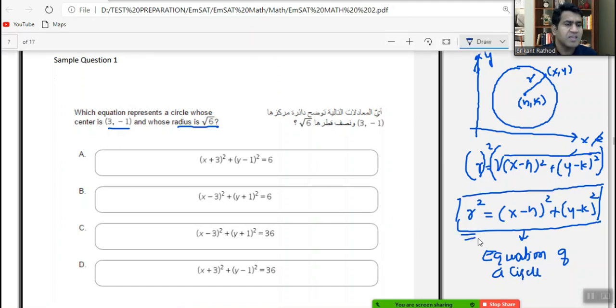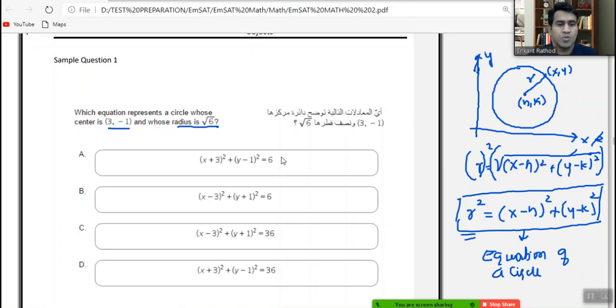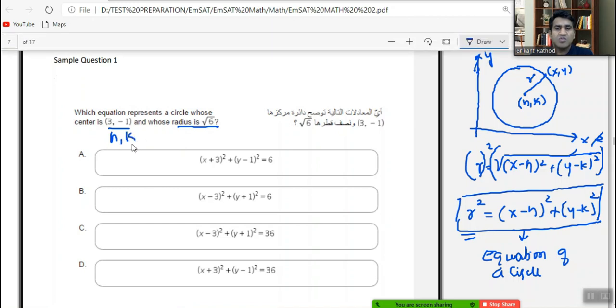This formula, the equation of a circle, will be given to you. So our only concern here is that they are saying the center is (3, -1) and the radius is root 6. (3, -1) means the value of h is going to be 3 and the value of k is going to be negative 1. Now substitute the values of h and k into this original equation, and the value of r is going to be root 6.